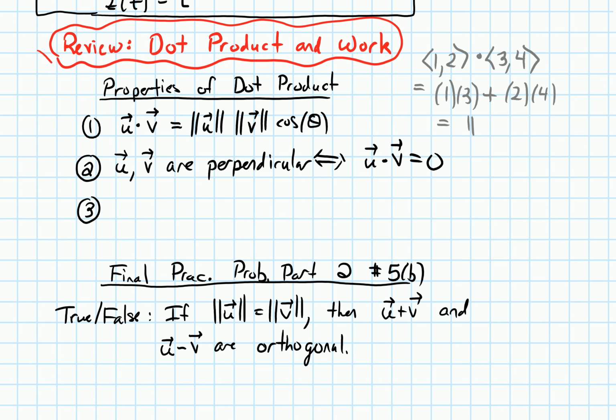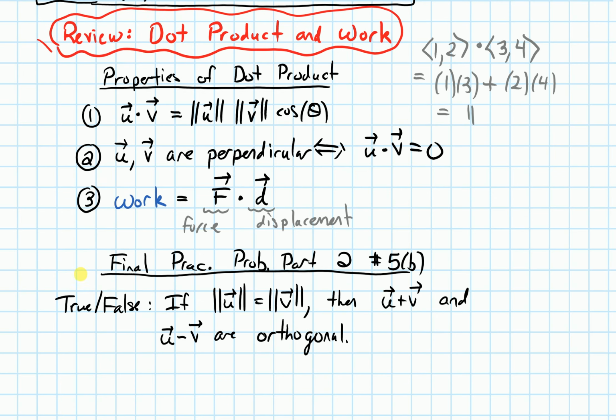Okay, so the other thing that I want to recap is work, the concept of work in physics, can be computed using a dot product. So work is equal to the force vector dotted with the displacement vector. So F stands for force and D stands for displacement. And we'll do an example later in this video involving work. Okay, so in that example, I'll review, for example, like what displacement is. All right, so let's do a practice problem.